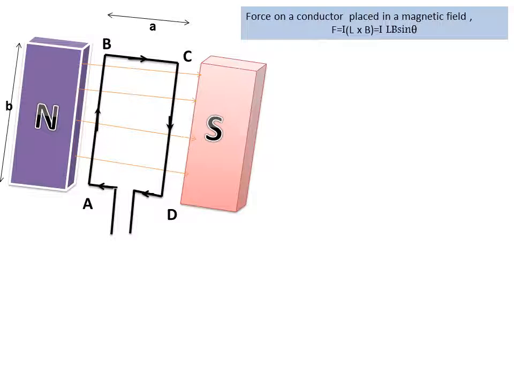Here we have a current loop ABCD placed between the poles of a magnet. This is the north pole, this is the south pole. This is the current loop ABCD. Current I flows through it.